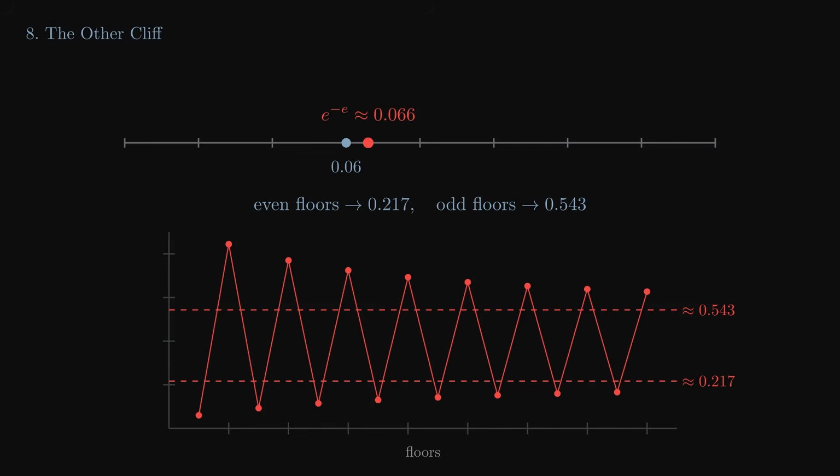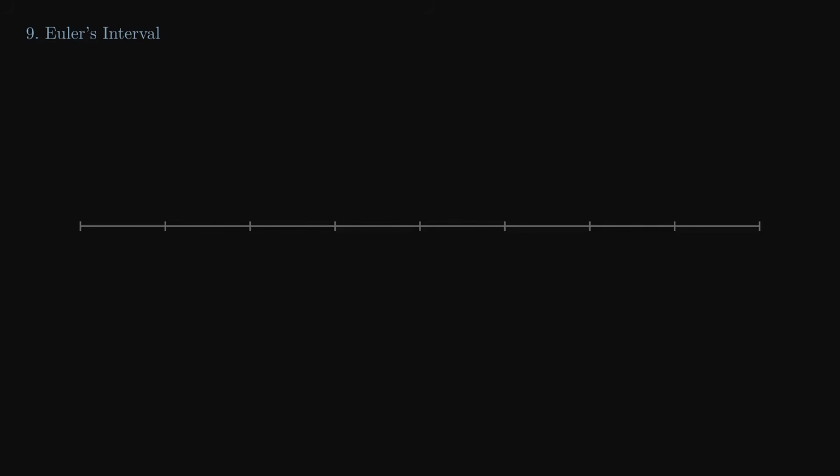Because there is no single number the tower approaches, it has no value at all. This is the other way a tower can fail. Not by racing to infinity, but by never being able to make up its mind. So now the whole answer is in view, and it is beautifully tidy.